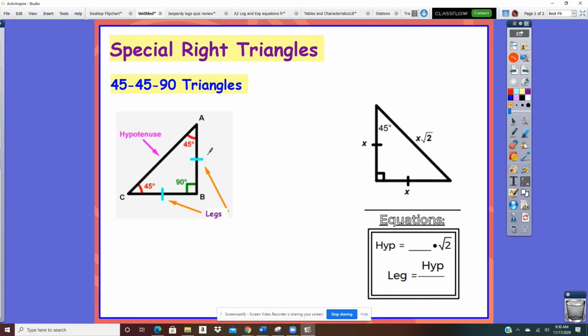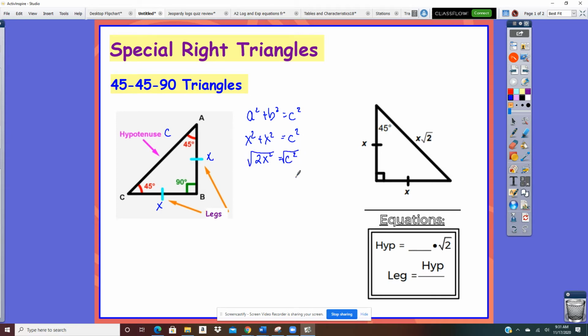So since these two sides are congruent, I'm going to just label that x and label this x. And if I want to find this third side in relationship to x, I'm going to use the Pythagorean theorem to solve for this side, and we call that c in our Pythagorean theorem. So if I have a squared plus b squared equals c squared, the a and b are my legs, so that's x squared plus x squared equals c squared. That gives me 2x squared equals c squared, and I want to solve for the c in terms of the x.